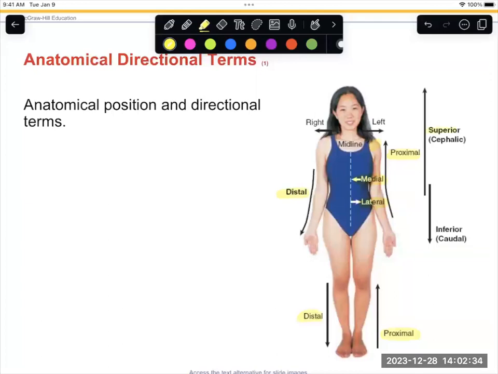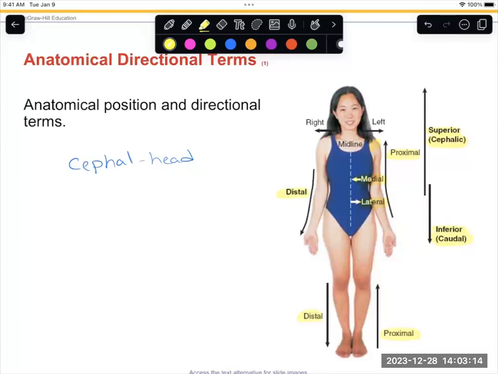We have superior, which is also cephalic. Cephal means head. Inferior or caudal means further away. It's towards the feet. So that caudal means it's further away from that head.